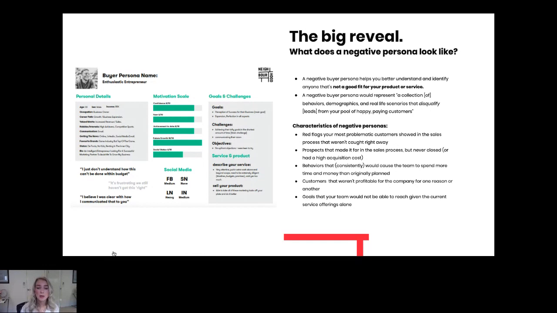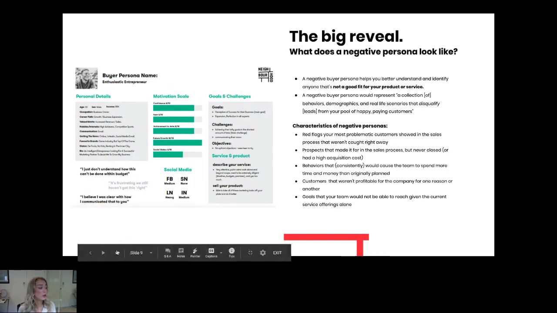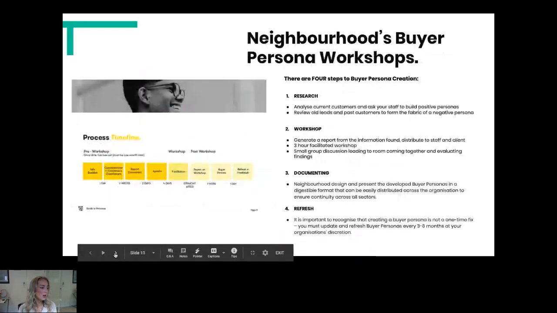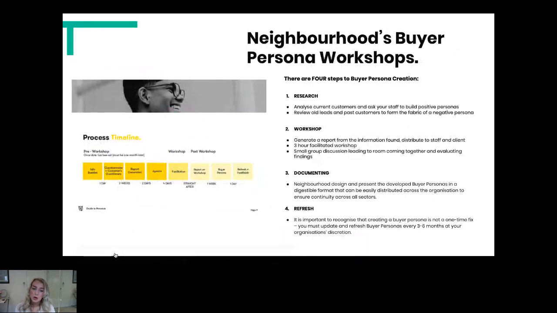This particular persona just doesn't fit in well with our services. To keep it really brief, basically they don't have a lot to spend, but they expect a lot of outcome, and that just doesn't fit with what we do here at Neighbourhood. So to make buyer personas for our clients, this is actually a service that we offer.